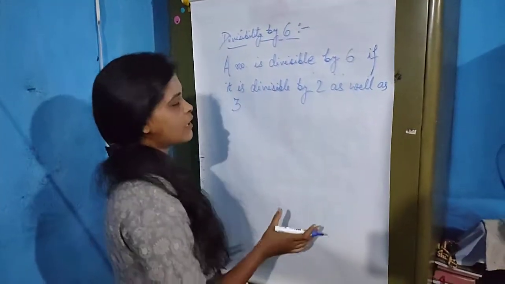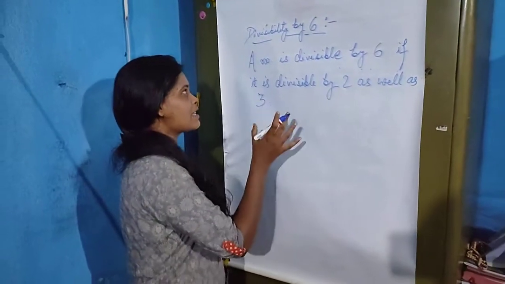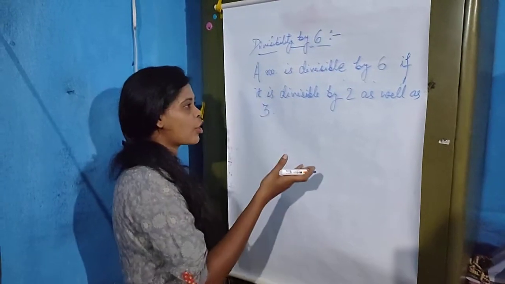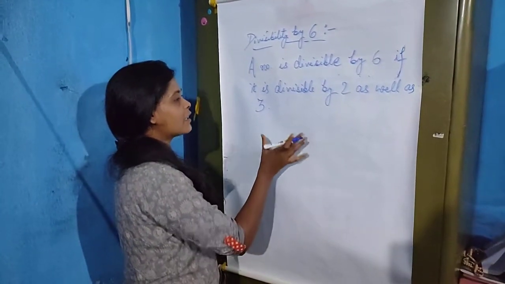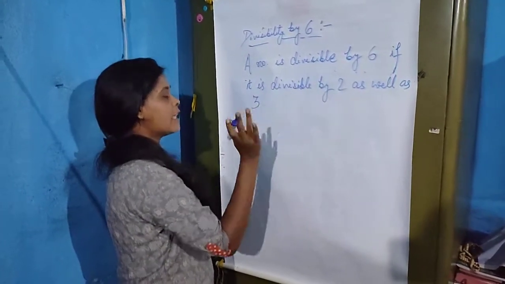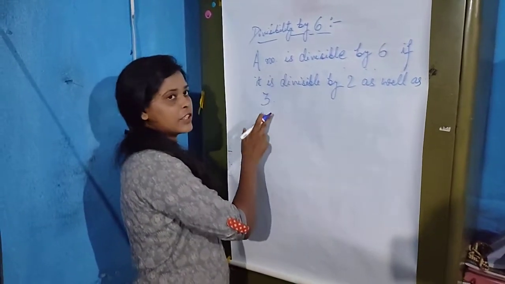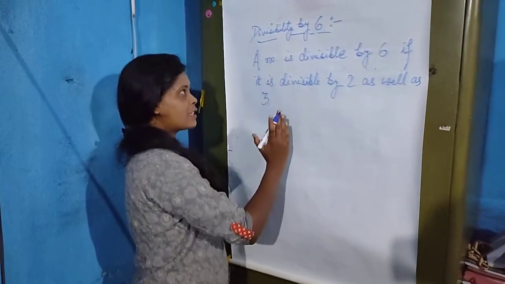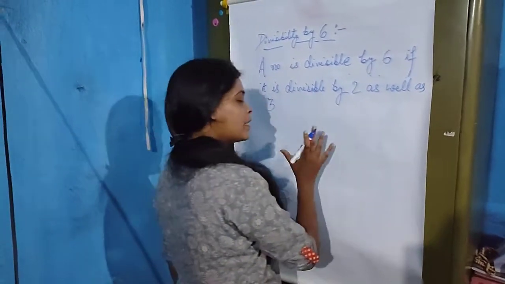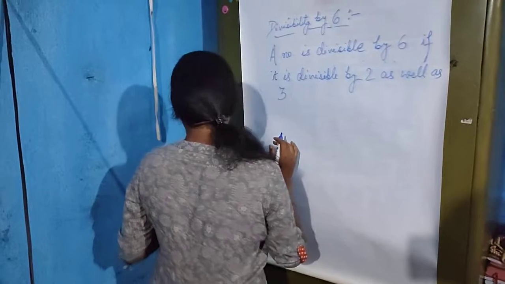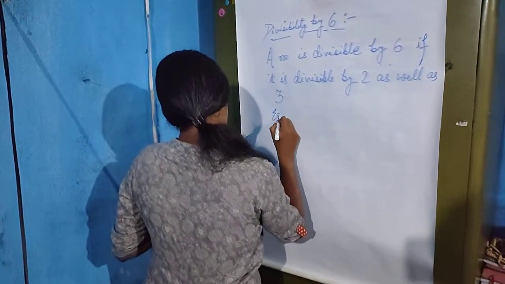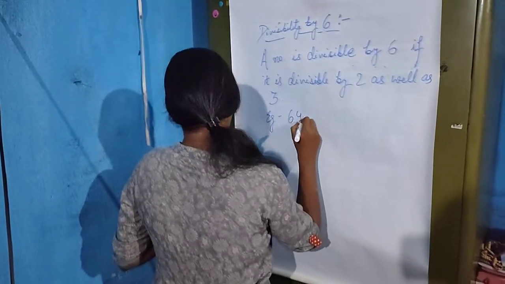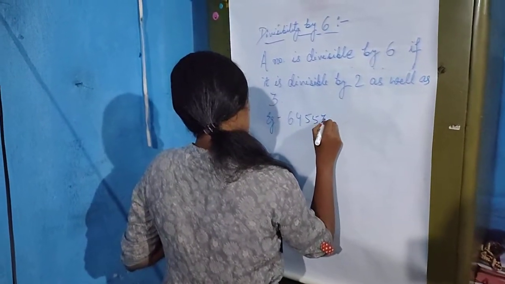That means if a number is given and you are asked whether that number is divisible by 6 or not, first of all you will check whether the number is divisible by 2 or not. Then you will check whether the number is divisible by 3 or not. If both cases are positive, then only the given number is divisible by 6. Suppose I am giving you an example. 6, 4, 5, 5, 3, 4.